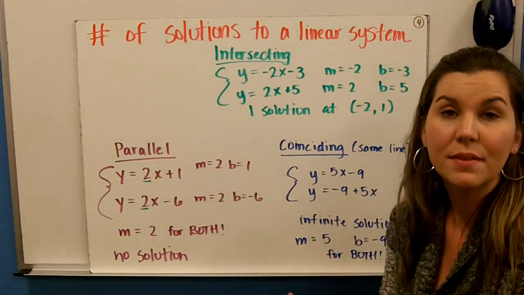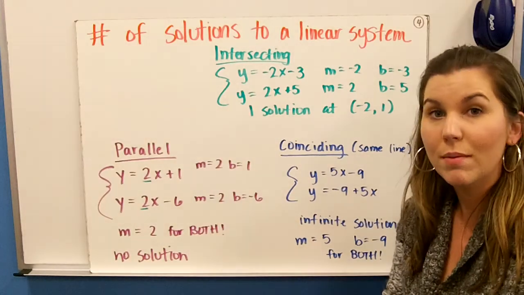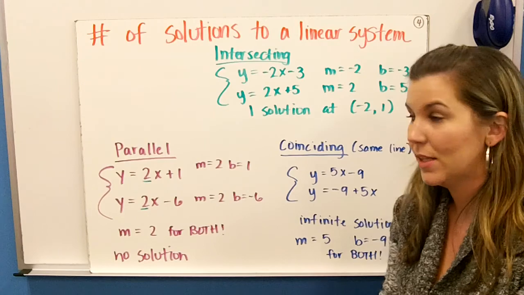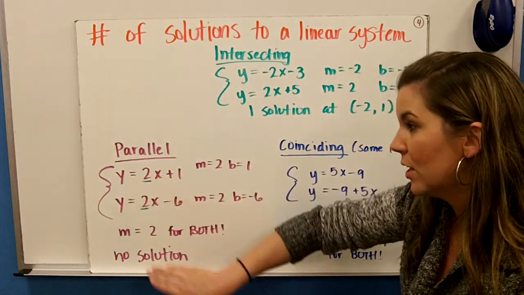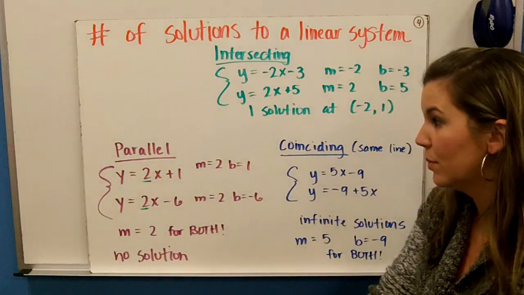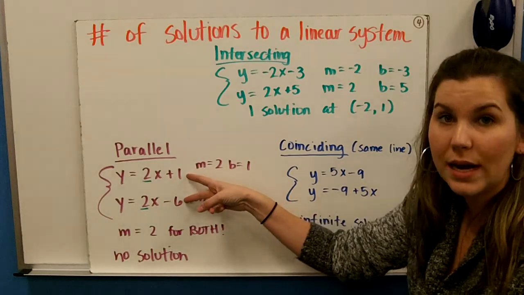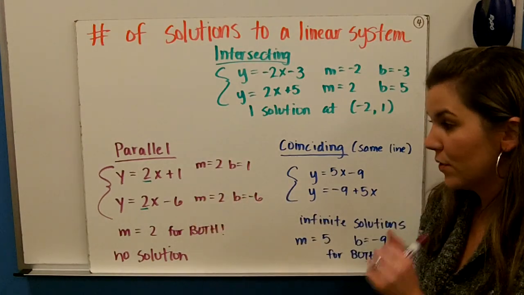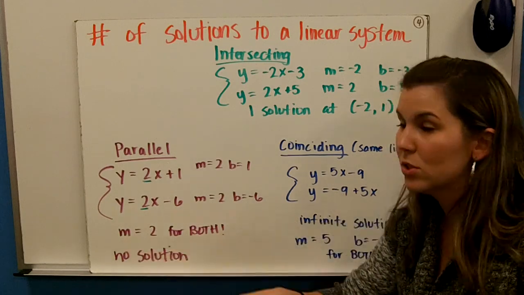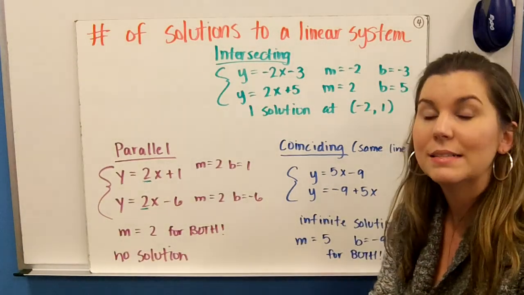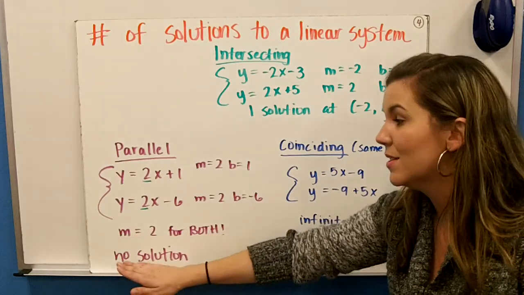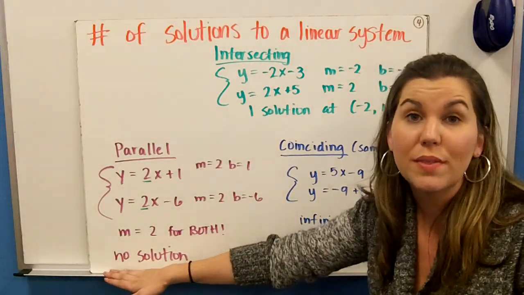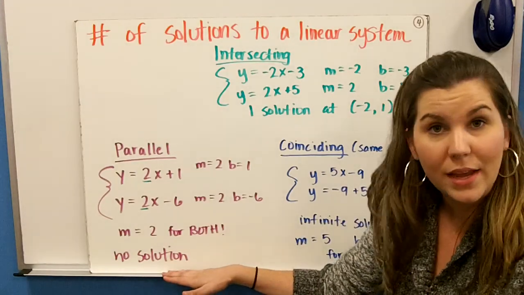Parallel lines mean that they never touch at all, but they also have the same exact slope. 2 is the slope, and 2 is the slope. These have different y-intercepts. The y-intercept for the first one is 1, and -6 for the other one. M equals 2, same slope, different y-intercepts, means the lines are parallel. They have no solution. Remember, a solution is where they meet. If they don't meet, they have no solution.